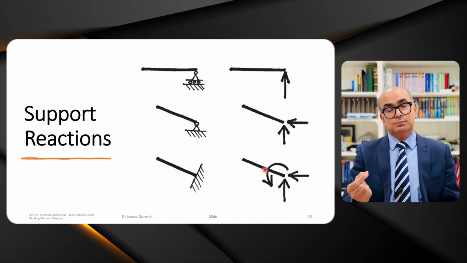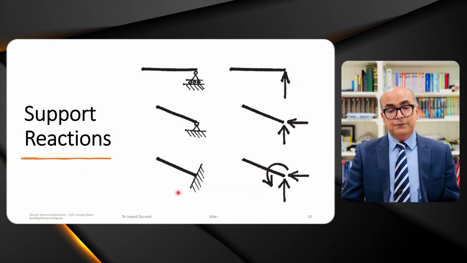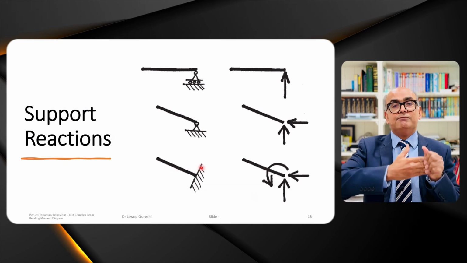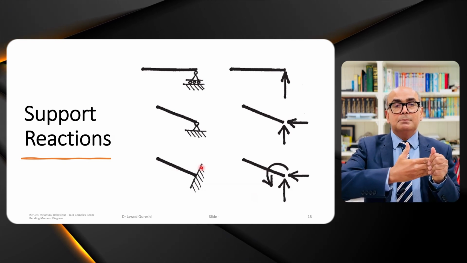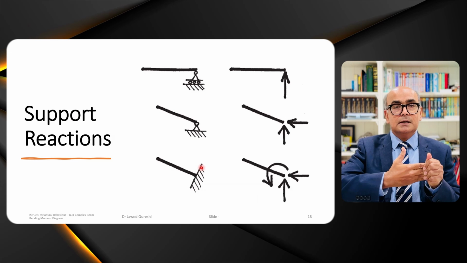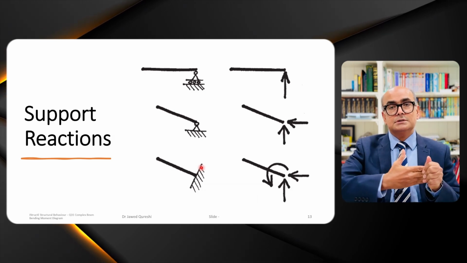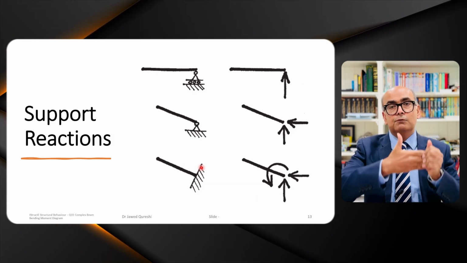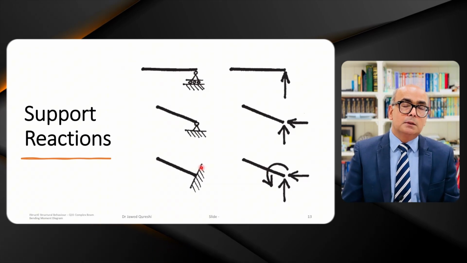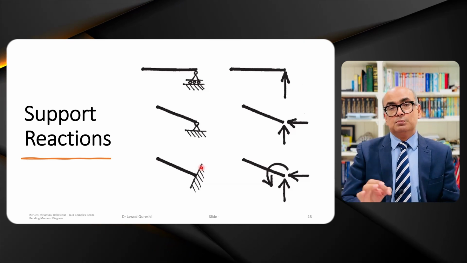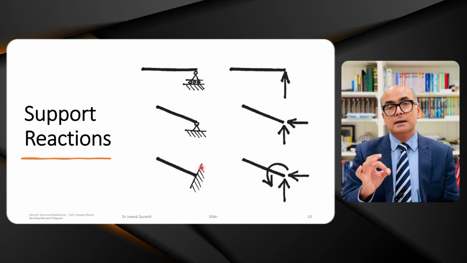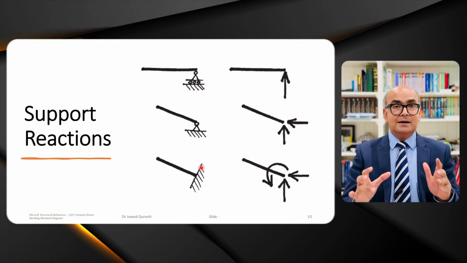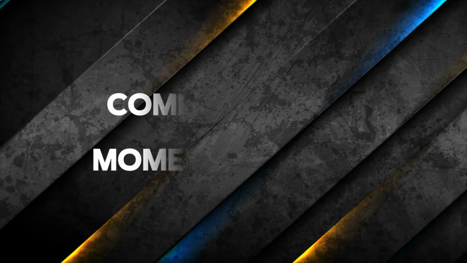How about the fixed support? In the case of a fixed support, everything is fixed, tied together. A beam cannot rotate. A beam cannot move in the horizontal direction, and it cannot move in the vertical direction as well. So these are the basic support conditions that you need to remember in order to analyze a structure qualitatively.